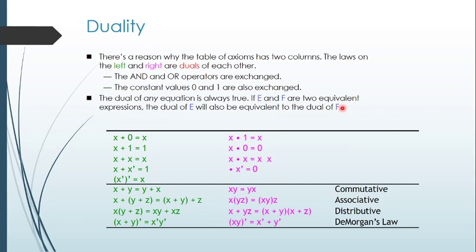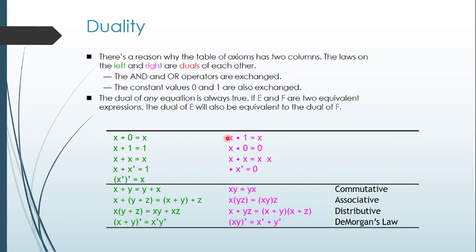Okay, there's another thing that we studied. It's called duality. So there's a reason why the table of axioms has two columns. Why the laws on the left and the right are duals of each other. You know that if we have an OR operation, x or 0 is equal to x, it has a dual, x and 1 equal to x. So basically the result is the same, but the operations are interchanged. In duals, the AND and OR operators are exchanged, and the constant values, if there is a 0 or 1, will also be interchanged. If we are doing the OR operation with 0, it means we will be doing the AND operation with 1 instead, and the result will be the same.